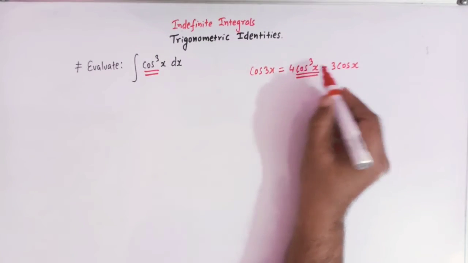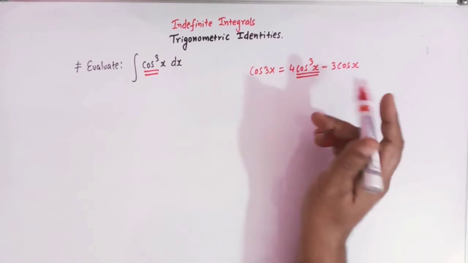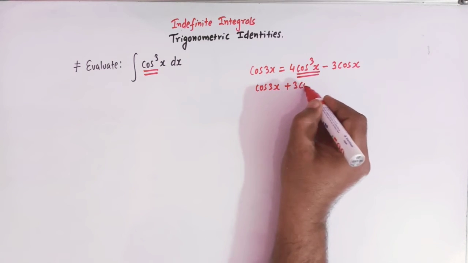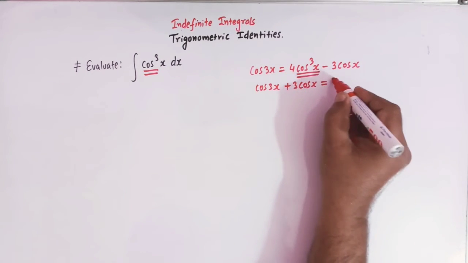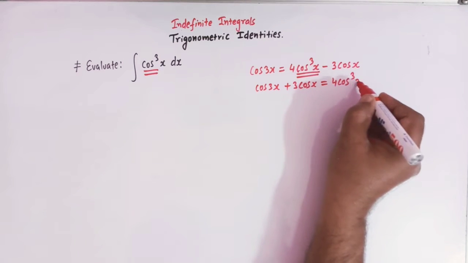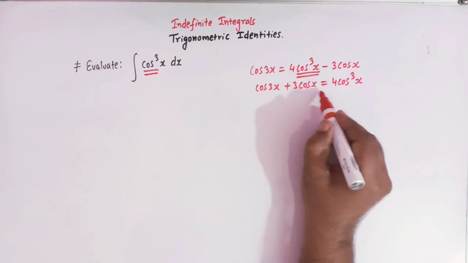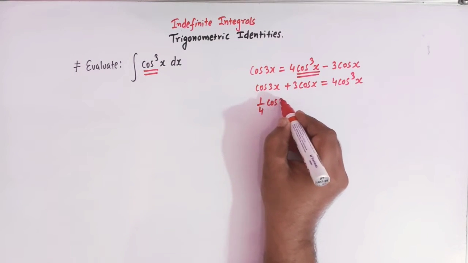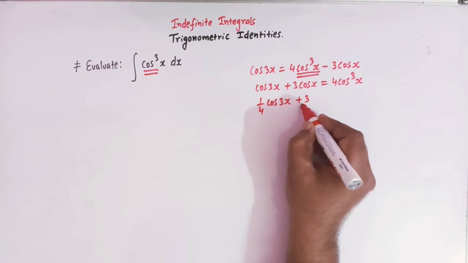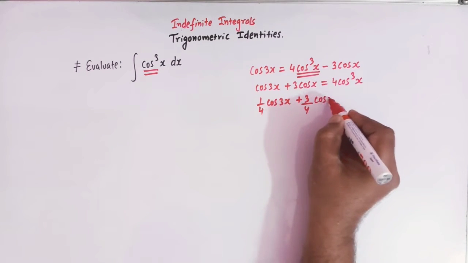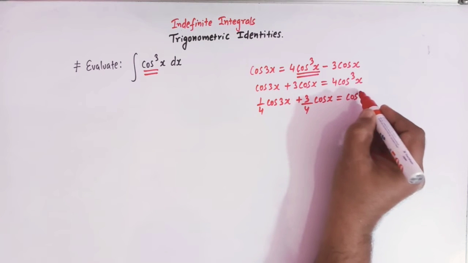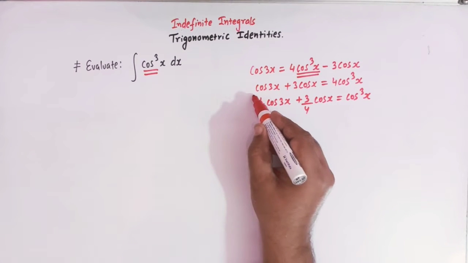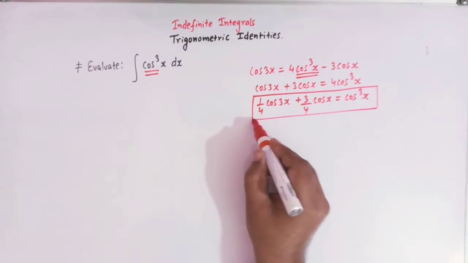Here we see that the term cos cube x appears. If we simplify this expression, we can write cos 3x plus 3 cos x is equal to 4 times cos cube x. Now if we divide both sides by 4, we have 1 over 4 cos 3x plus 3 over 4 cos x, and this is equal to cos cube x. So for cos cube x we have this expression.